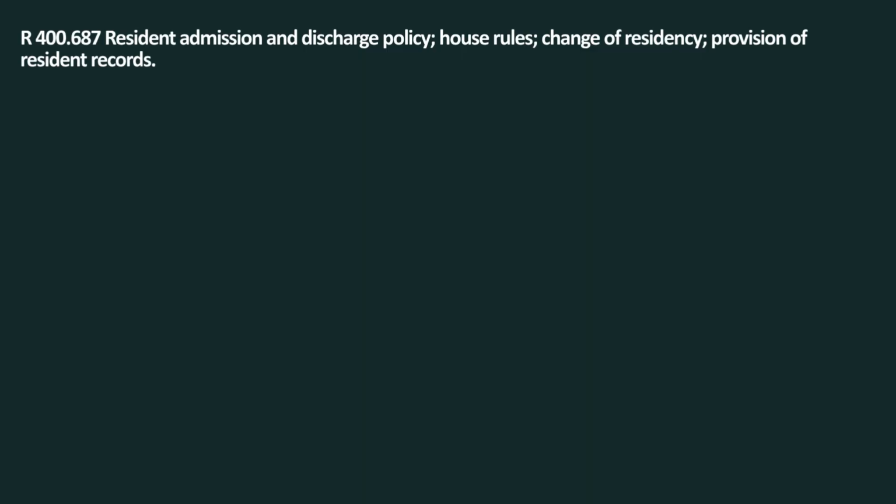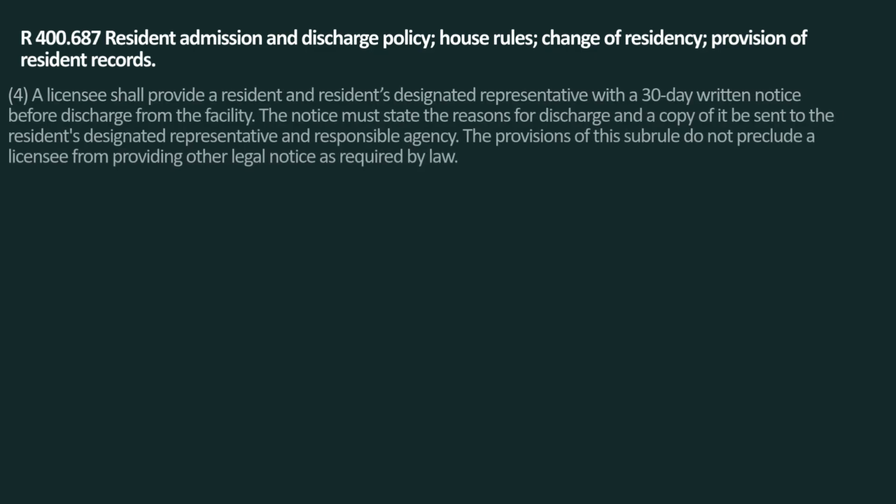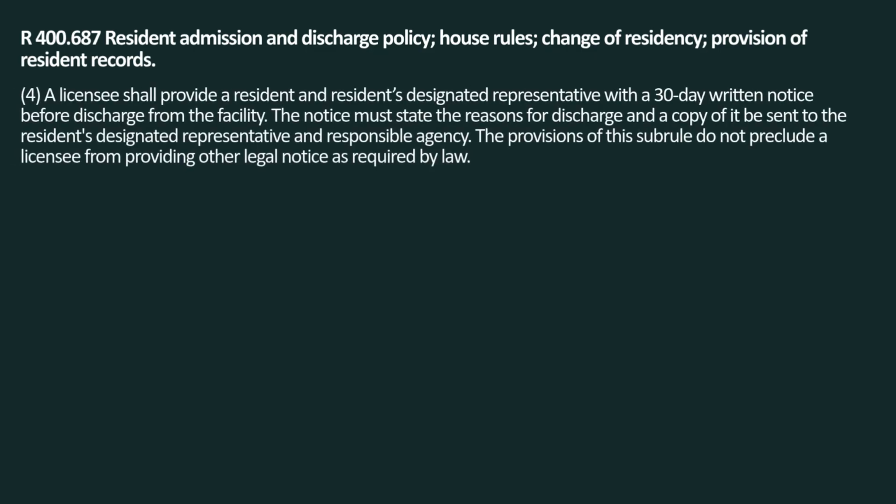Let's discuss required resident documentation pertaining to a resident's discharge. A licensee shall provide a resident and resident's designated representative with a 30-day written notice before discharge from the facility. The notice must state the reasons for discharge, and a copy of it must be sent to the resident's designated representative and responsible agency. The provisions of this sub-rule do not preclude a licensee from providing other legal notice as required by law.